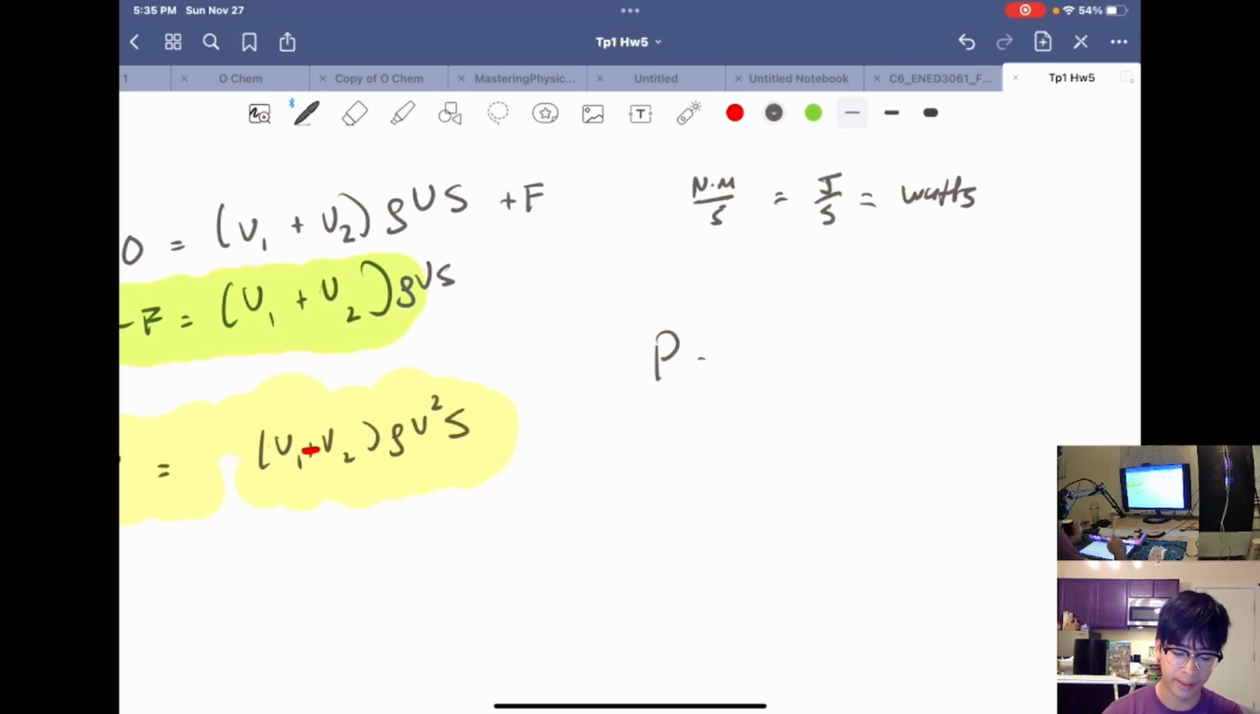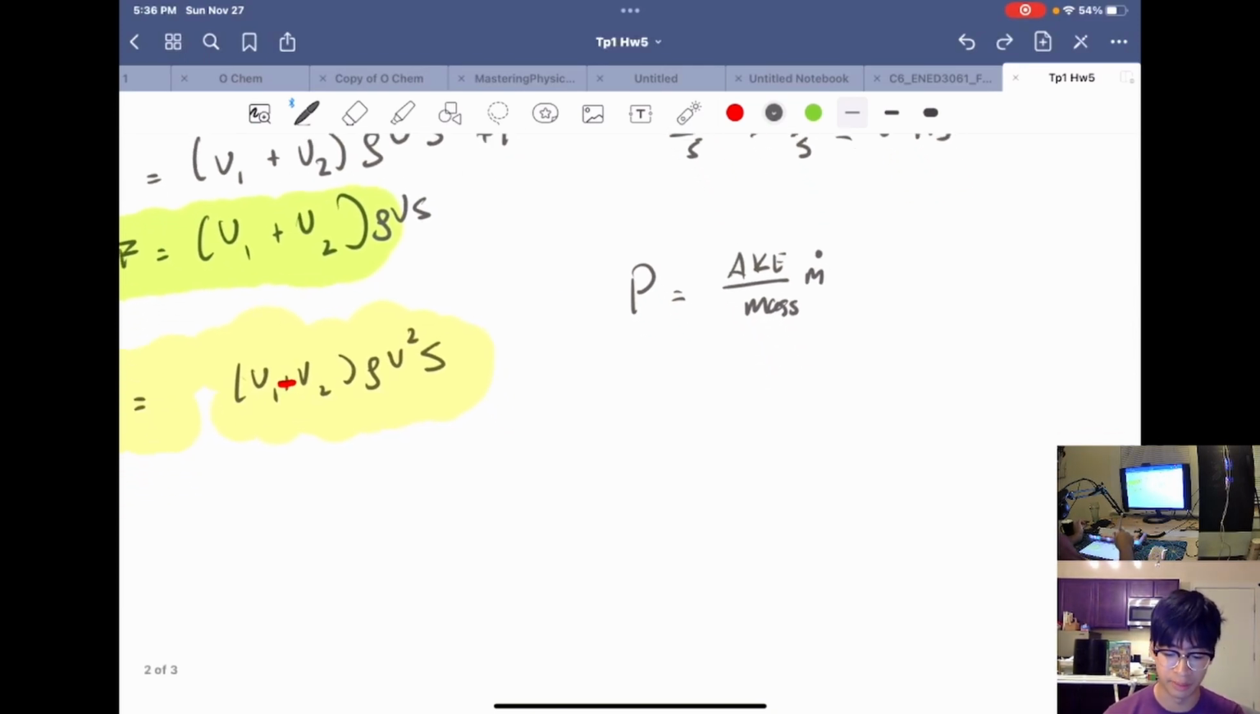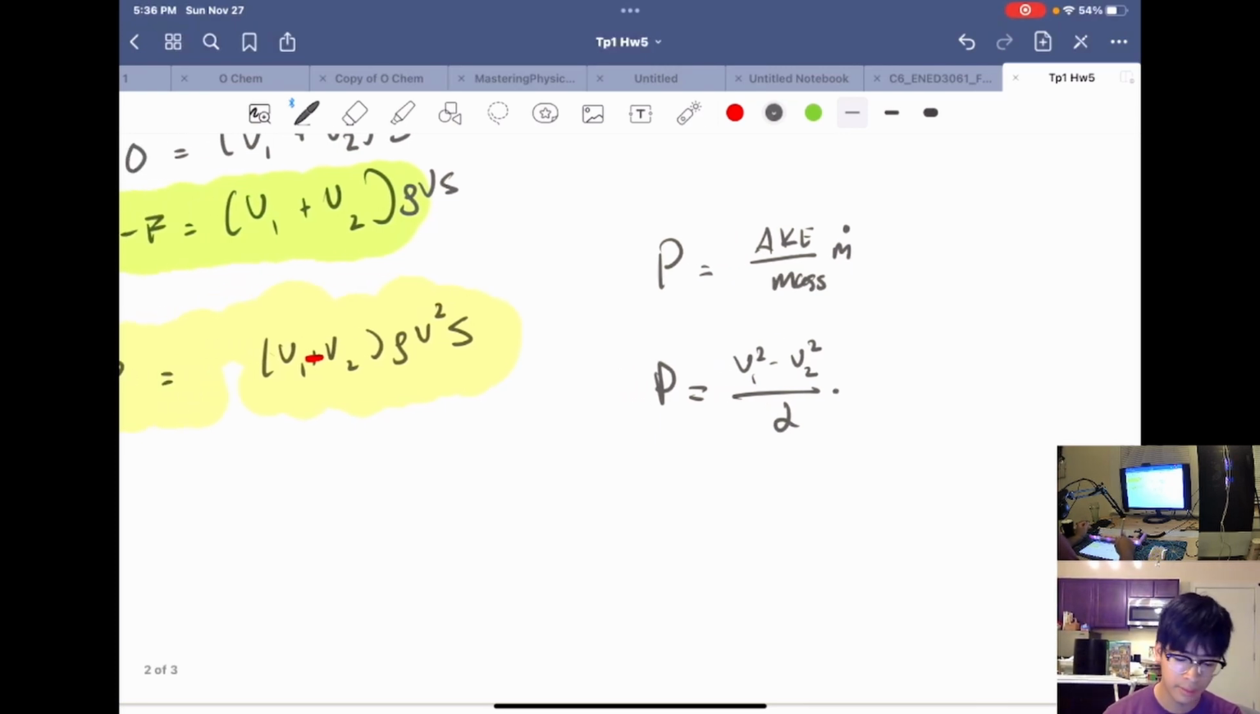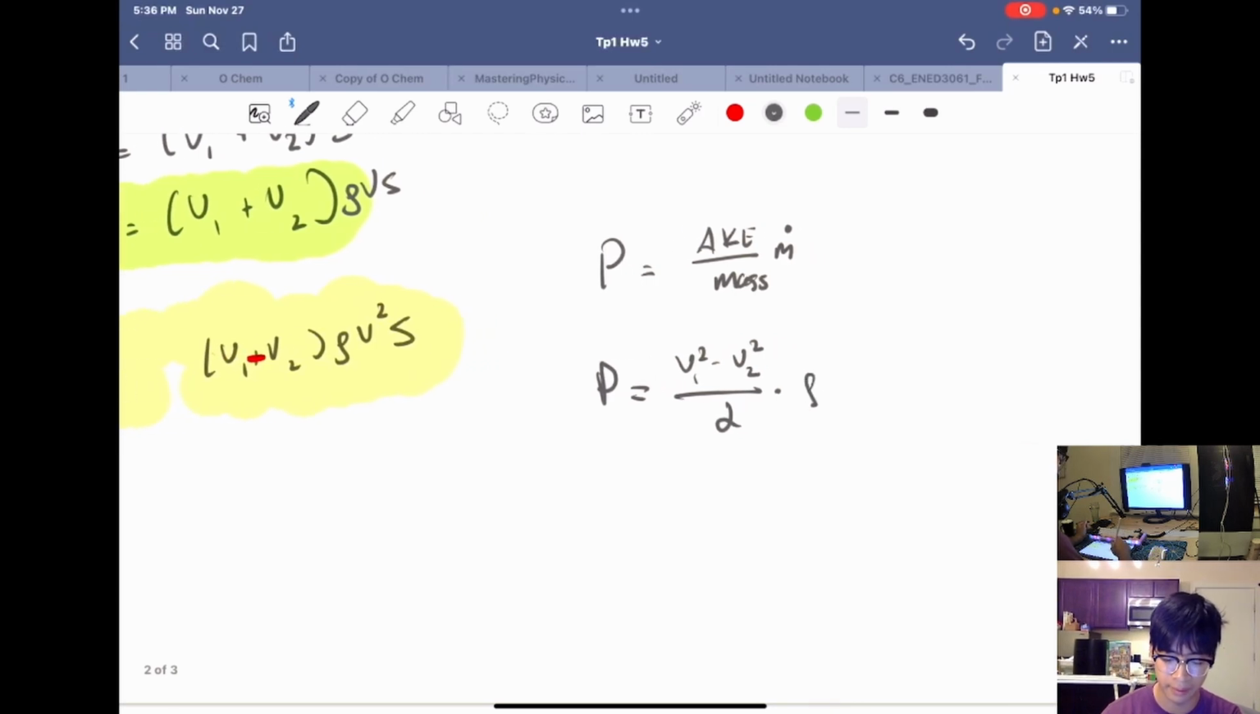Power can also be defined as the change in kinetic energy per unit mass multiplied by the mass flow rate. Okay, and we've seen this particular expression, kinetic energy per unit mass, in Bernoulli's equation, particularly in the velocity term. So v1 squared minus v2 squared over 2, multiplied by the mass flow rate, which we've defined earlier in this video as rho vs.